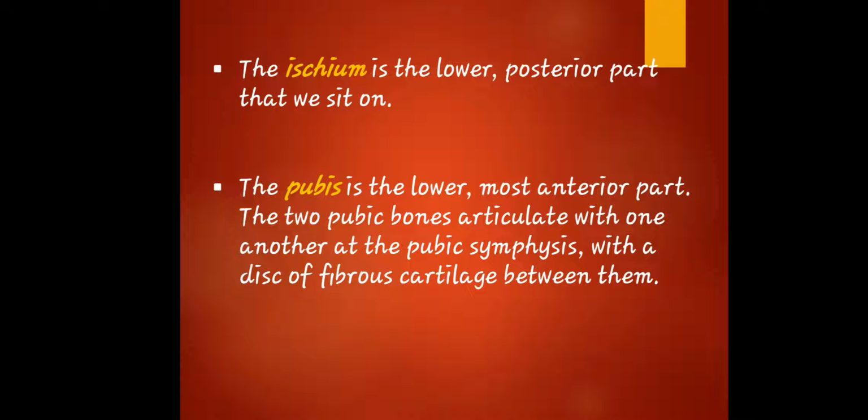Next, we have ischium, the lower posterior part that we sit on, while the pubis is the lowermost anterior part. The two pubic bones articulate with one another at the pubic symphysis with a disc of fibrous cartilage between them. So, ischium is the lower part, meaning to say it is situated below the ilium and behind the pubis. It is one of the three bones whose fusion creates the hip. So, that is the ischium.